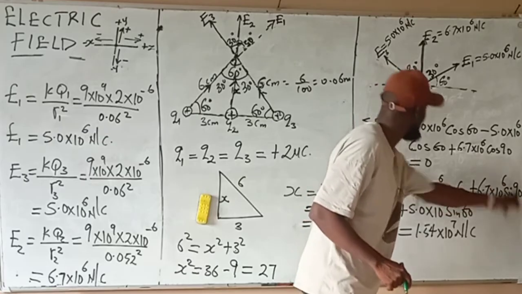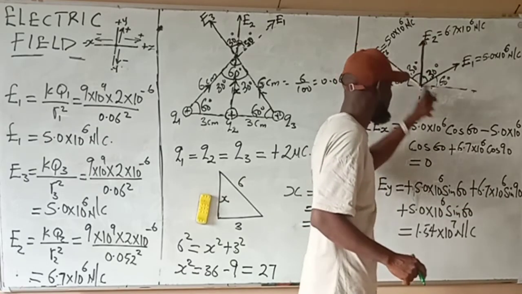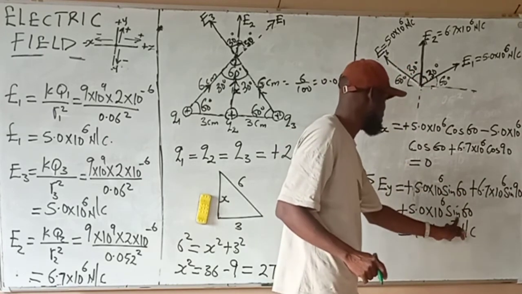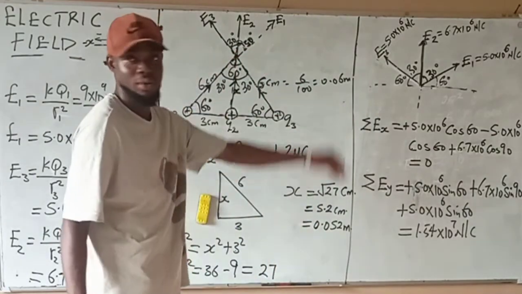Since you are using cos for y, and the angle between this line and this same line is 0, use cos 0. Then for this one you use cos 30. You have exactly the same thing. Cos 0 will give you 1.